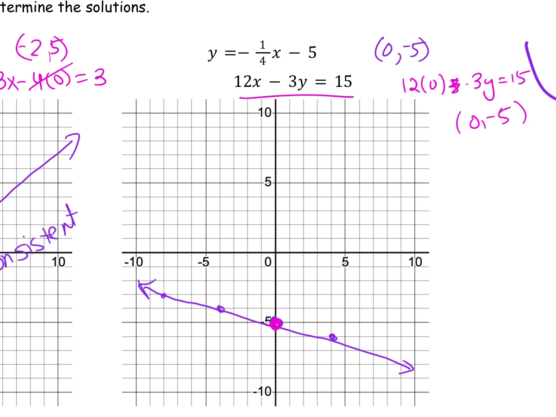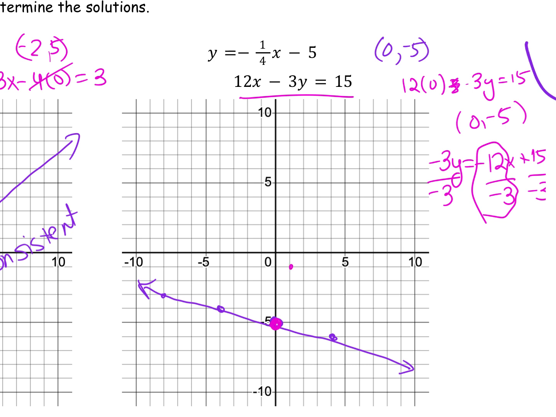Okay, so now I need to do what so that I can get another one, because 15 over 12 is not going to help me. So what would I do? So I got negative 3y equals minus 12x plus 15. And then what? So divide everything by negative 3. And what is this right here? So my slope is 4.